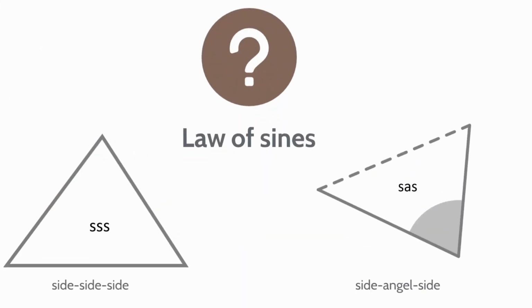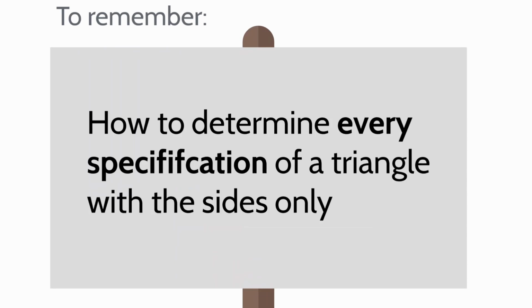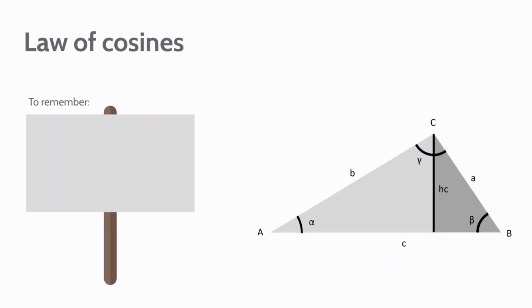But how does it look with triangles of various shapes? Because we can't establish the relation we would need if we apply the law of sines. In the following sequence I will show you how to solve this problem with the law of cosines. We have to ask the question how to determine every specification of a triangle with the sides only. To answer this question, we must find the relation between the three sides a, b and c and one of the angles, in this explanation alpha.